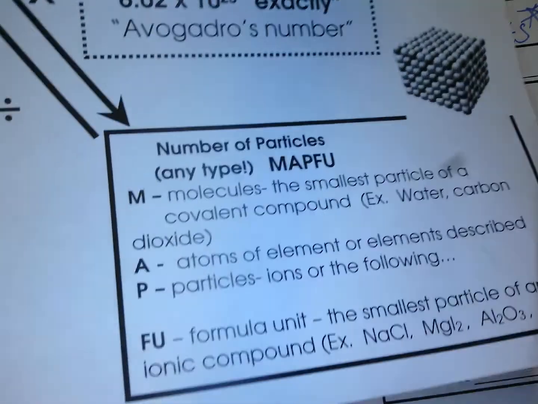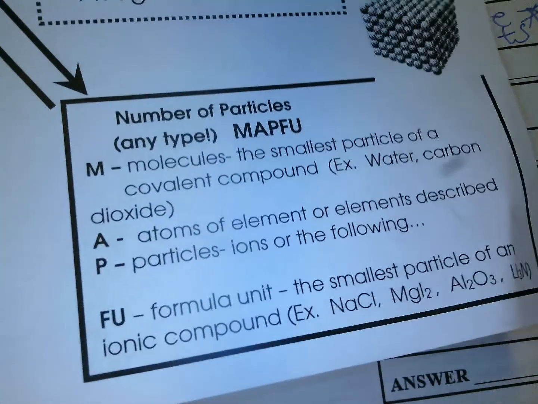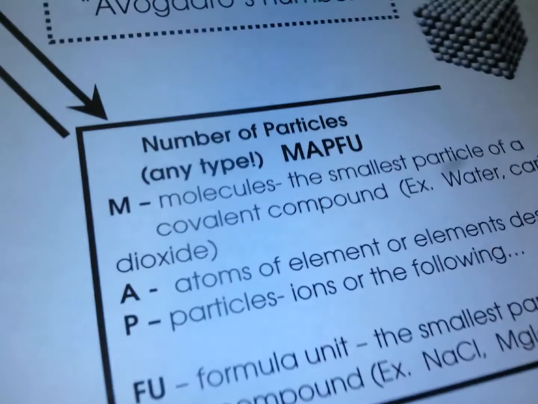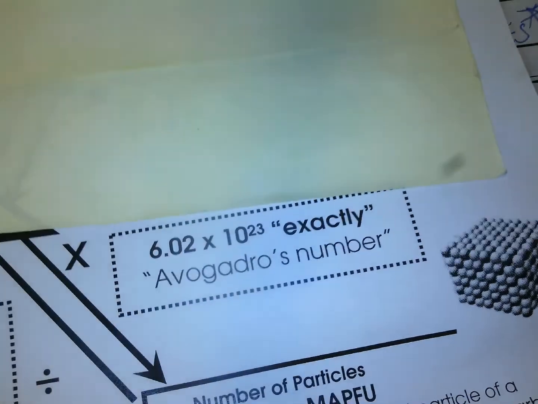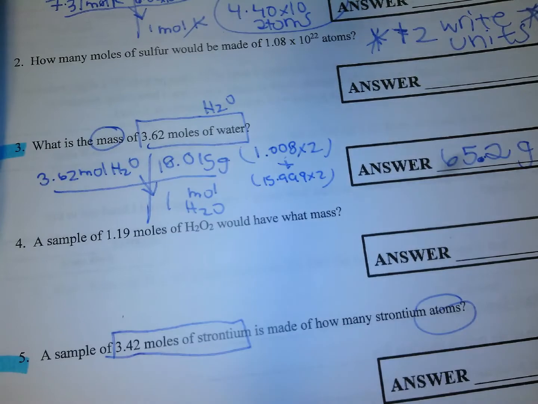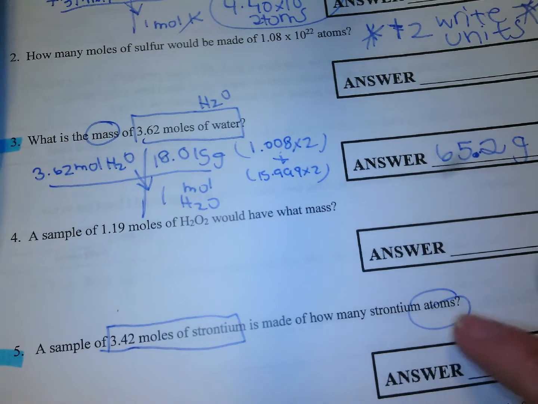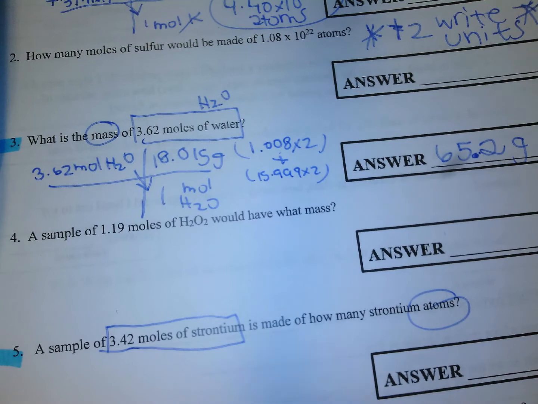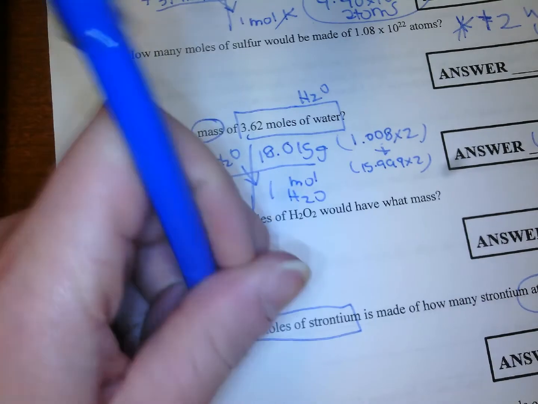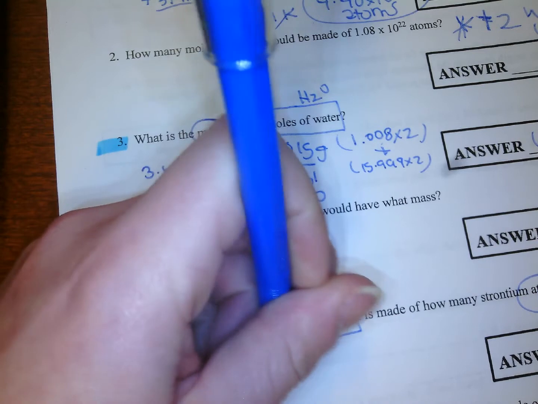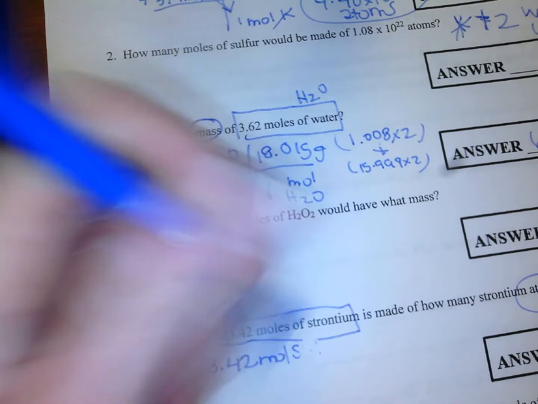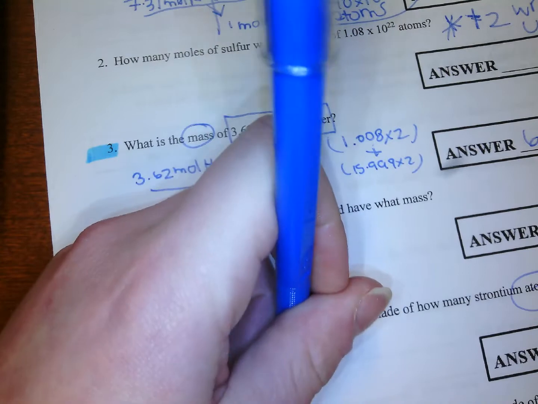Atoms is in the MAPFU, okay? Molecules, atoms, particles, formula units. MAPFU, this is all referring to Avogadro's number. So, I know that Avogadro's number is going to be involved in this problem because it's asking me about atoms. So I'm going to write this all out. 3.42 mole strontium. Oh, I capitalized that. Shouldn't be.